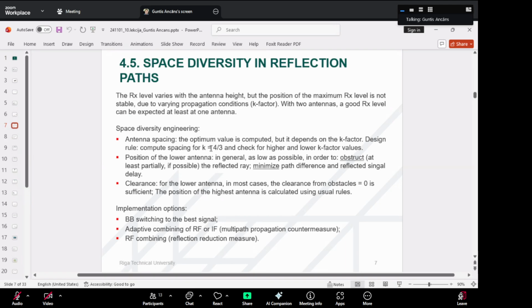Antenna spacing. So the optimum value is computed, but depends on the K factor. So as I said, for this theoretical value this K factor value is assumed, but in practice, some environmental changes can affect how signals propagate and how signals bend at higher atmosphere layers.